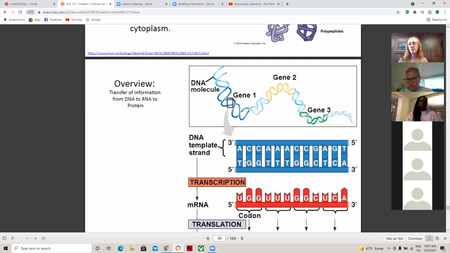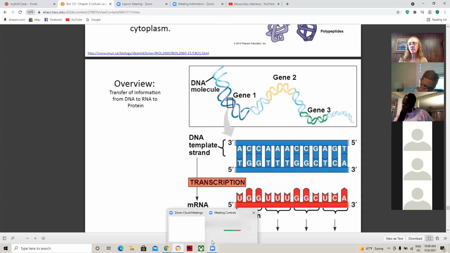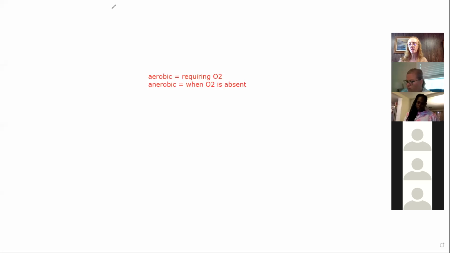So DNA is converted to RNA via the DNA base pair rules. And I'm going to stop sharing and use the whiteboard for a moment here. So DNA has the nitrogenous bases of adenine, thymine, guanine, and cytosine.